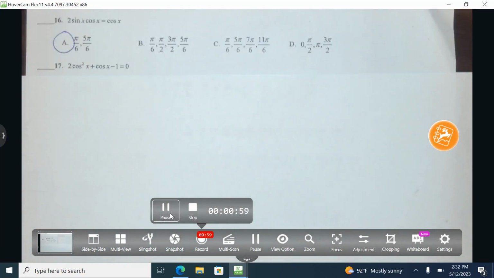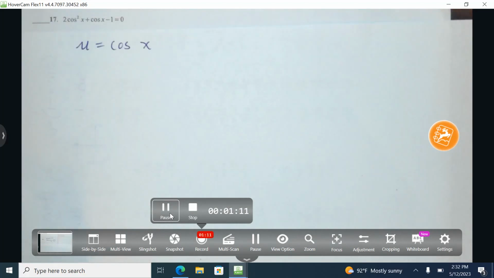Let's look at number 17. So when I look at 17 right away, I see something squared, such as cosine squared, and then there's a cosine, and then there's a value. I think this is probably going to be a quadratic. I'm not exactly sure how Mr. McFarland teaches this, but I'm going to let u equal the cosine of x. Let's rewrite this mathematical statement, replacing cosine with u.